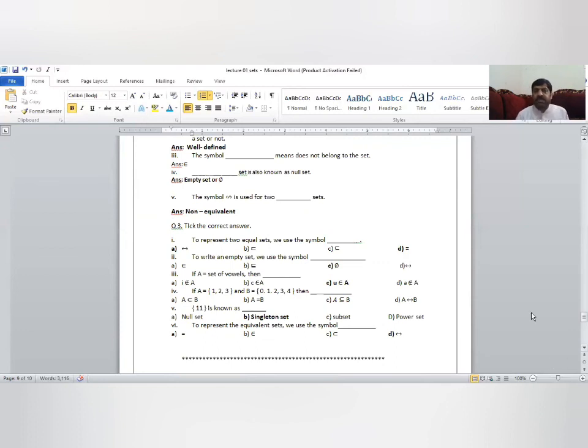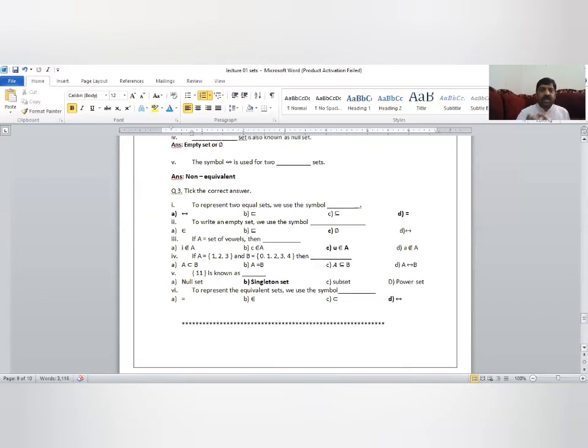Here the symbol dash is used for two non-equivalent sets. Take the correct option. To represent two equal sets, we use the symbol, option number D, sign of equality. Number 2, to represent the empty set, we use the symbol, that is option number C. Third, if A is equal to the set of vowels, then U belongs to set A, and option number C is the right option.